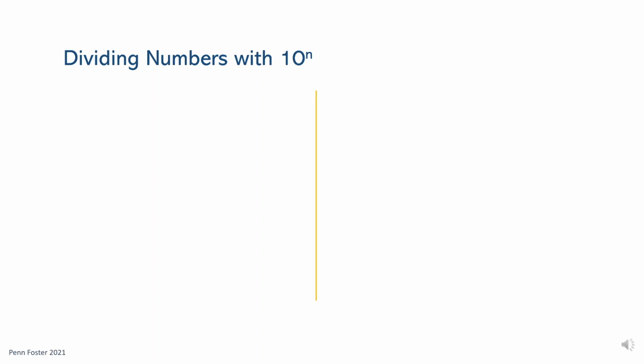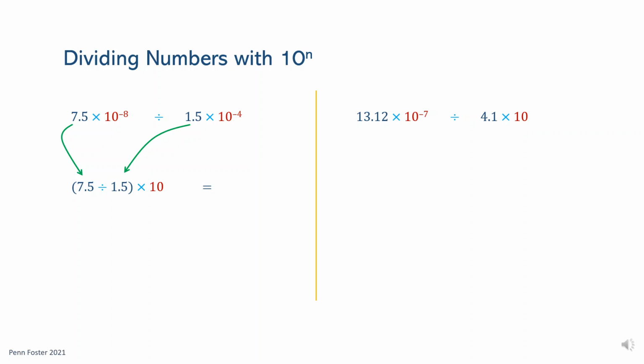Let's try more problems. Divide 7.5 times 10 to negative 8 by 1.5 times 10 to negative 4. Begin by dividing 7.5 over 1.5, which is 5. Bring down the multiplied 10 and subtract the powers. Negative 8 minus negative 4. The final answer is 5 times 10 to negative 4.